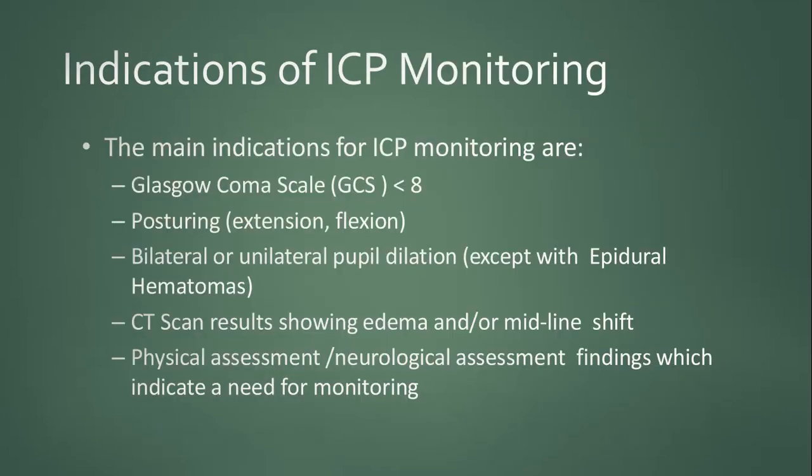Then the indications of intracranial pressure monitoring. The main indications can be low GCS, that is below 8, different posturing like the decorticate and decerebrate postures, bilateral or unilateral pupil dilatation, CT scan results that can show edema and or midline shift, and physical or neurological assessment findings which indicate a need for monitoring. So these can be the common indications of intracranial monitoring.